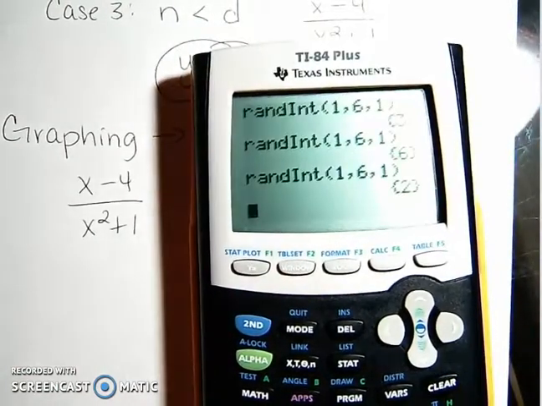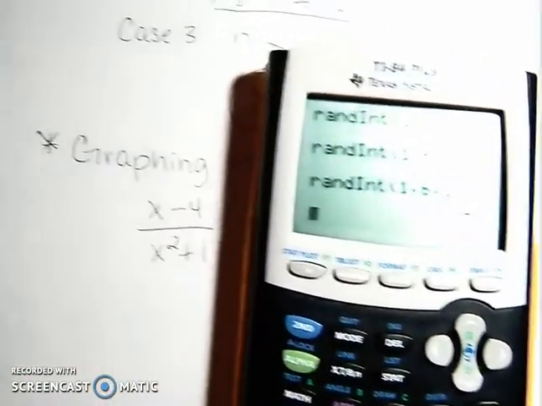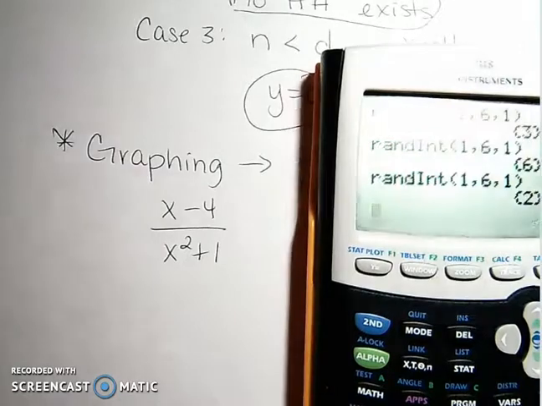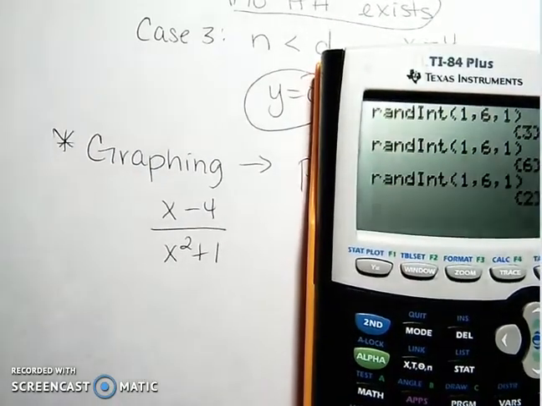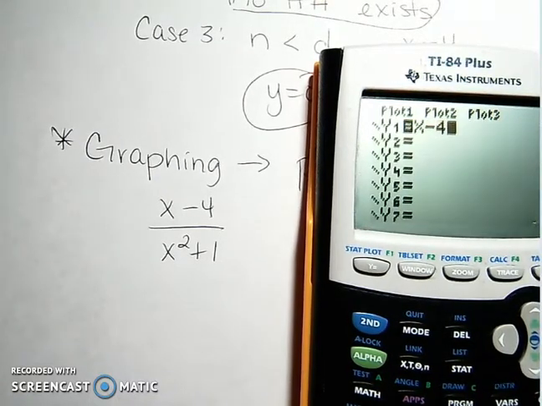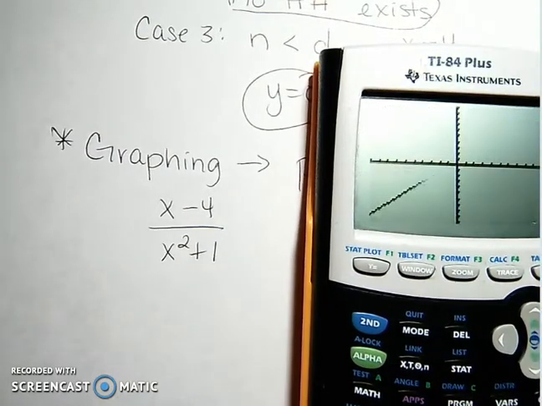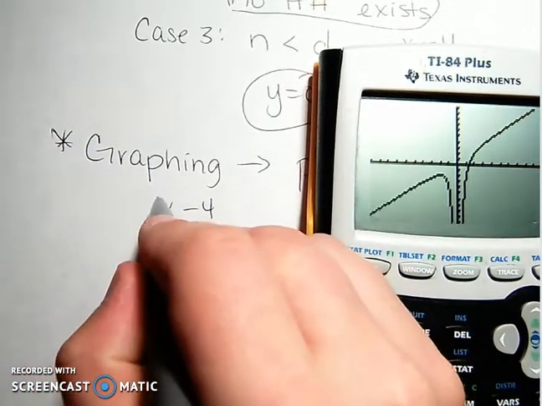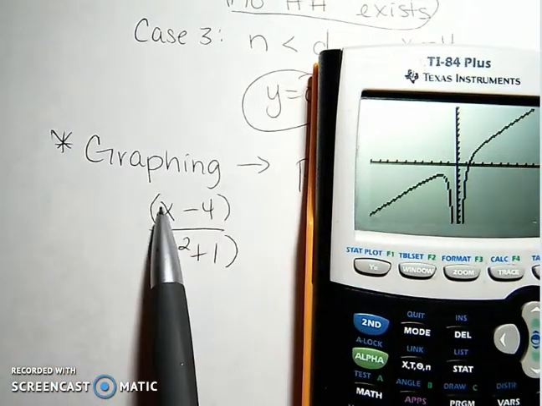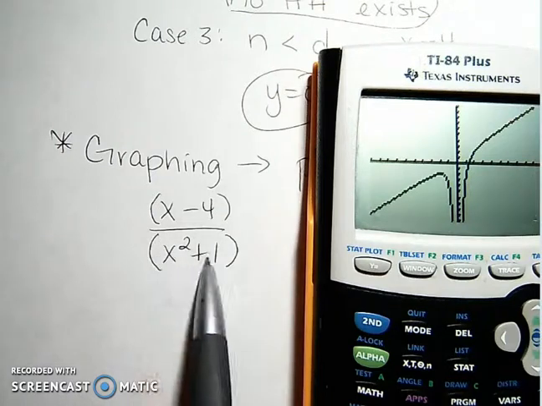So in my calculator, let's see if I can make that glare go away. Doesn't look like it. Can I make the glare go away? There we go. Y equals x minus 4 divided by x squared plus 1. Look at that graph. Does that look like anything we graphed before? No. What are we missing? Hopefully you realize that this needs to be in parentheses so that it says the whole entire thing of x minus 4 is being divided by x squared plus 1.